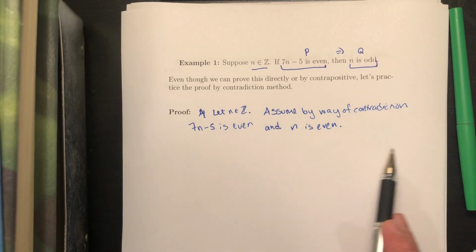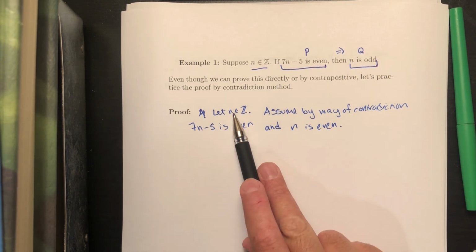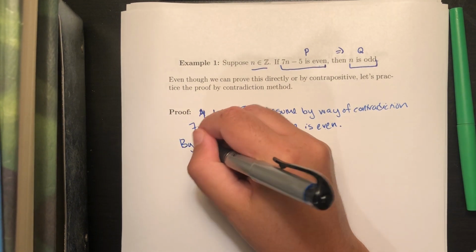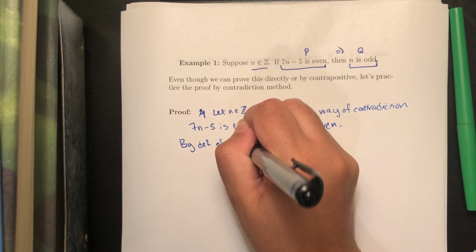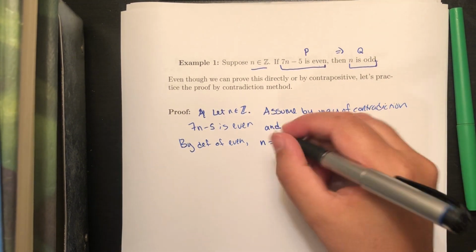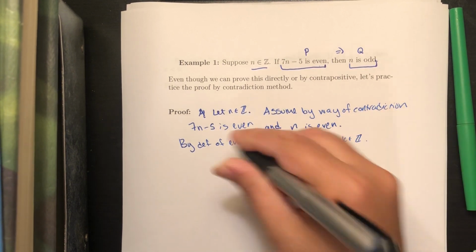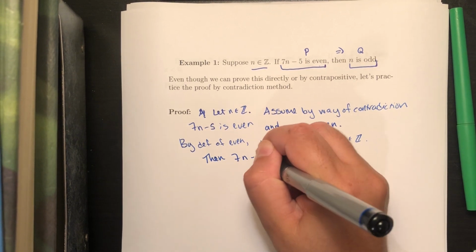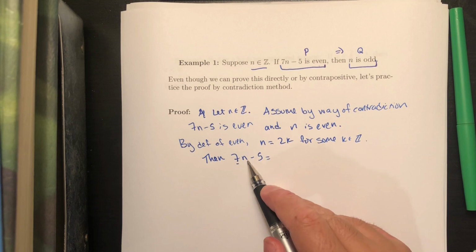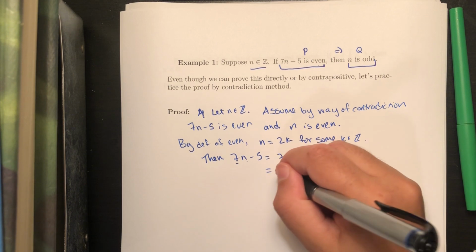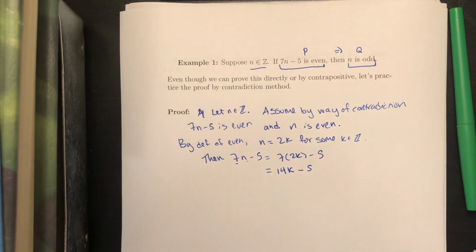All right, so let's look for some sort of a contradiction here. We know n's an integer, and now we're assuming that 7n minus 5 is even and n is even. So by the definition of even, n is equal to 2k for some integer k. Well, then we would have that 7n minus 5 is really just 7 times 2k minus 5, or 14k minus 5. I haven't reached a contradiction yet. Nothing here looks like a contradiction. What might we find a contradiction in, though?